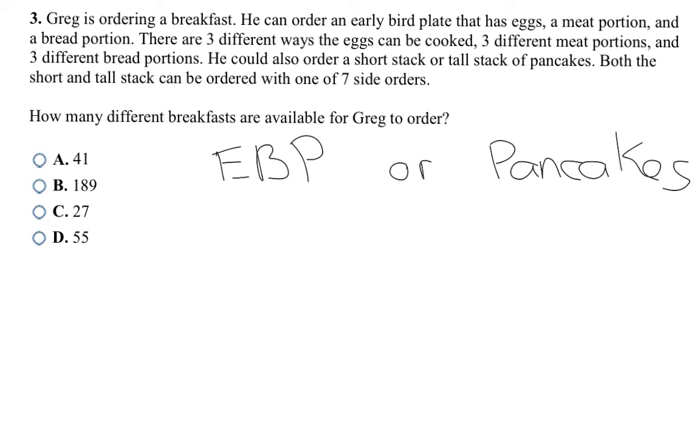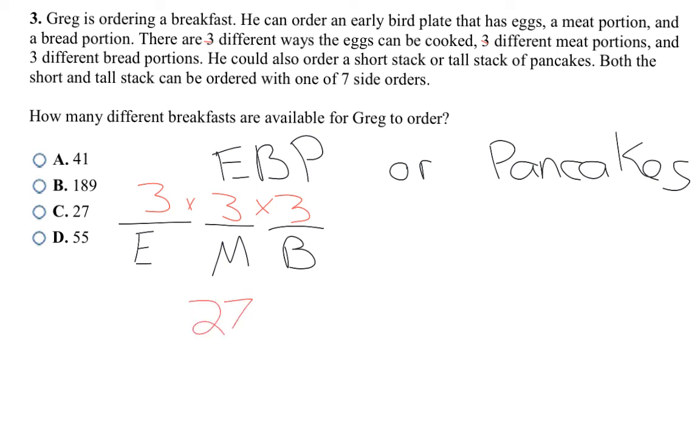So for the early bird plate, he has an egg option, he has to choose a meat option, and he has to choose a bread option. So there are 3 ways that he can choose his eggs, 3 ways that he can choose his meat, and 3 ways he can choose his bread. So since that's all one meal, those numbers are related, we're going to multiply them. So that means if he gets the early bird plate, he's going to have 3 times 3 times 3, which is 27 different ways that he can order that.